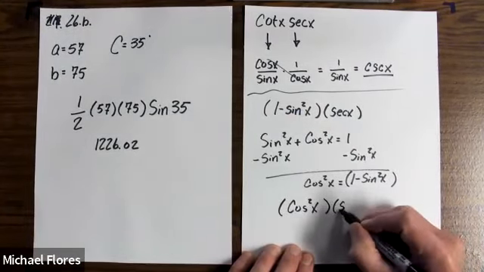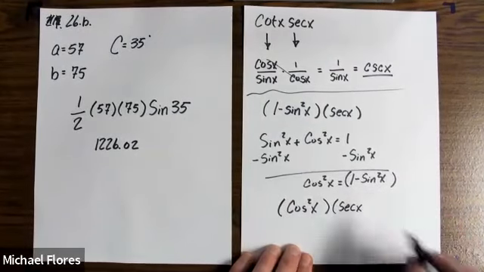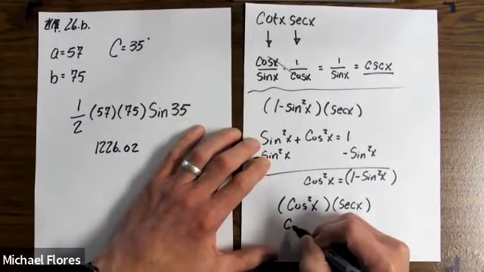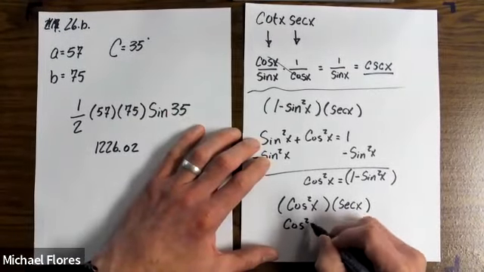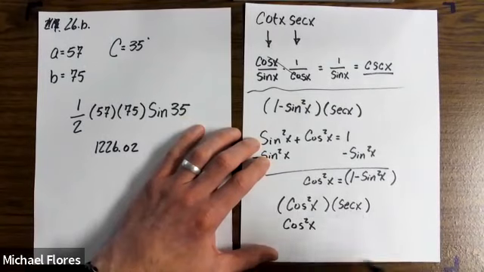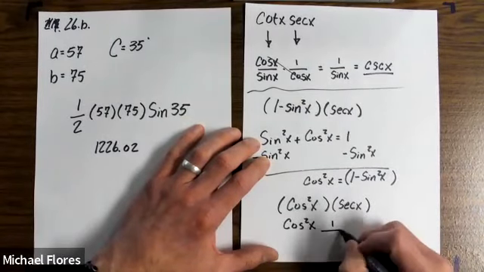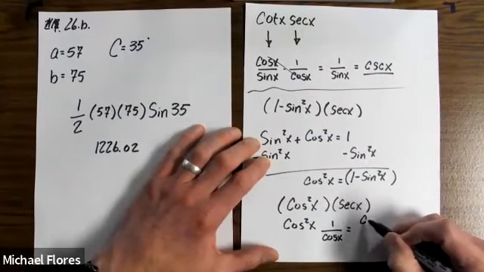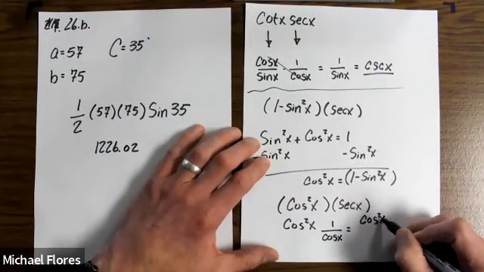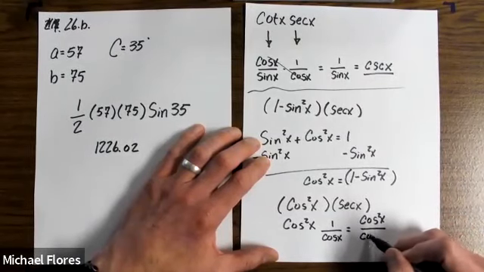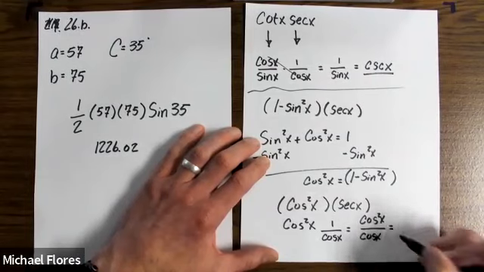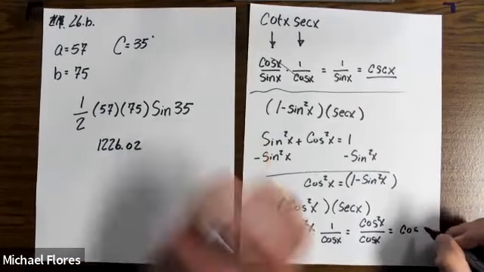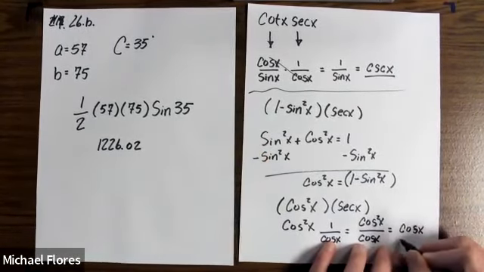I'm going to bring down secant of x. Okay, let's leave that cosine squared of x. We're going to change secant of x to its reciprocal identity, which is 1 over cosine of x. If we multiply, that is what we would get, which would then reduce to cosine of x.